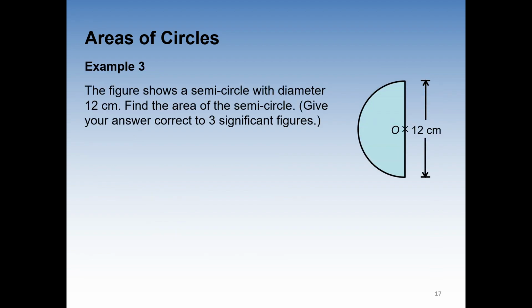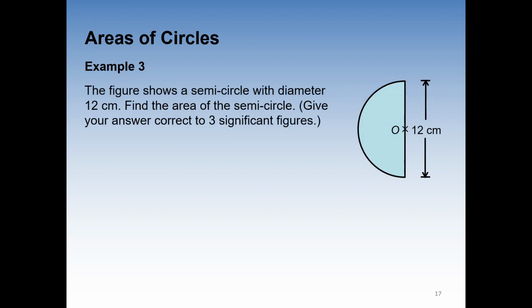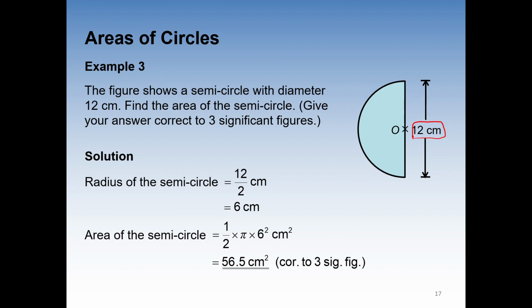So another example, it is a semicircle with the diameter 12 cm. Find the area. So we can apply the formula pi r squared, but before that, since the diameter is 12, we divide by 2 to find the radius. Then the area will be half of the pi r squared, that is half of pi times 6 squared. So that is this one.